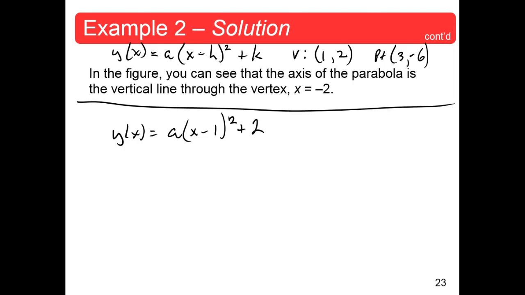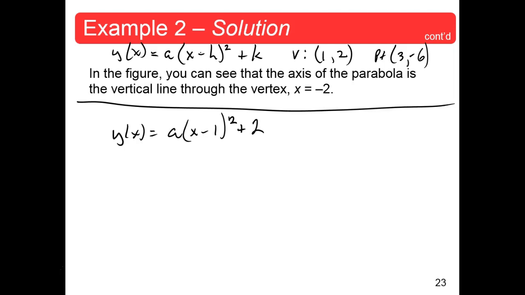Ah, yes, the vertex is up and the function's going down. So what does that also tell us about the a? Negative. Okay, we expect that to turn out being a negative value. Let's see if it does. So now I go back. What does the 3 stand for in this point? An x value. And 6 stands for y value.